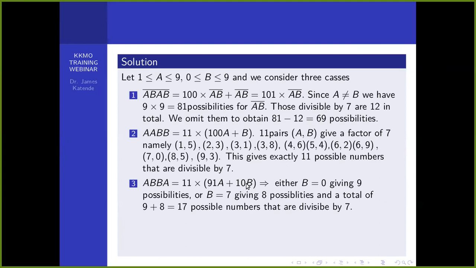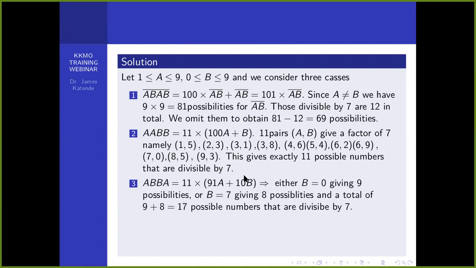So if B is 0, then we have how many? 9 values. All the other 9 values of A will be possible because we don't want A to be equal to B, right? If B is equal to 0, then we have 9 values.